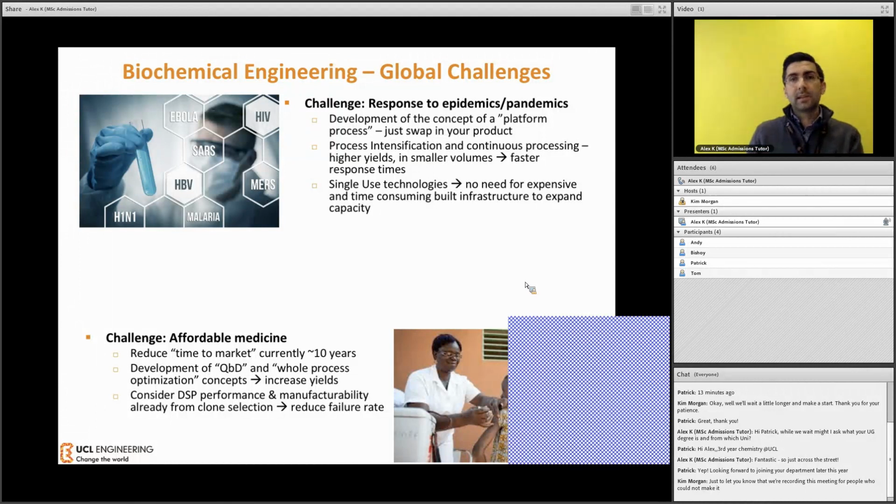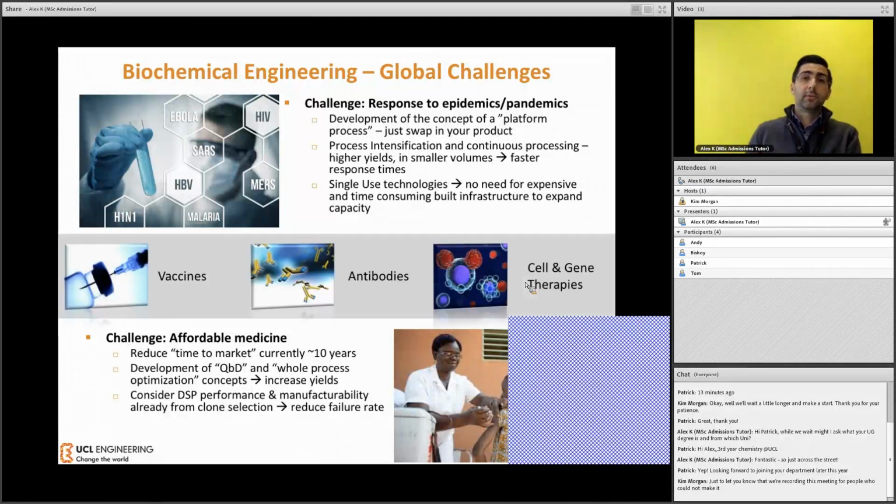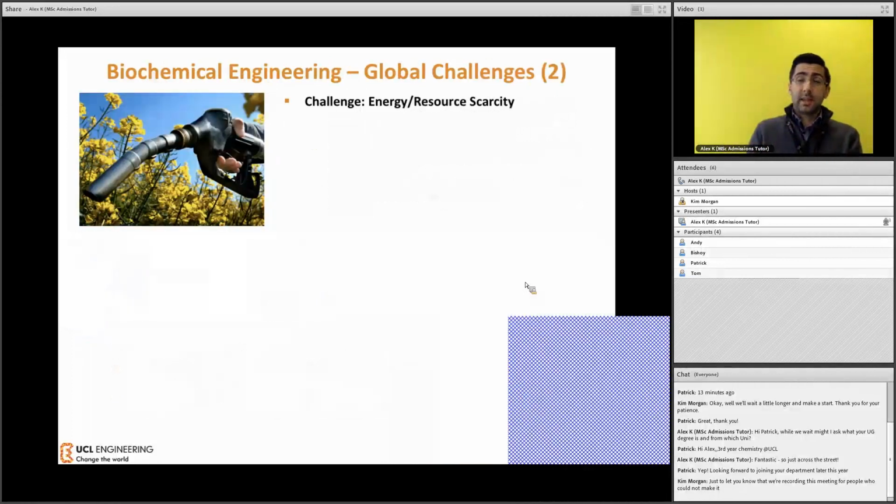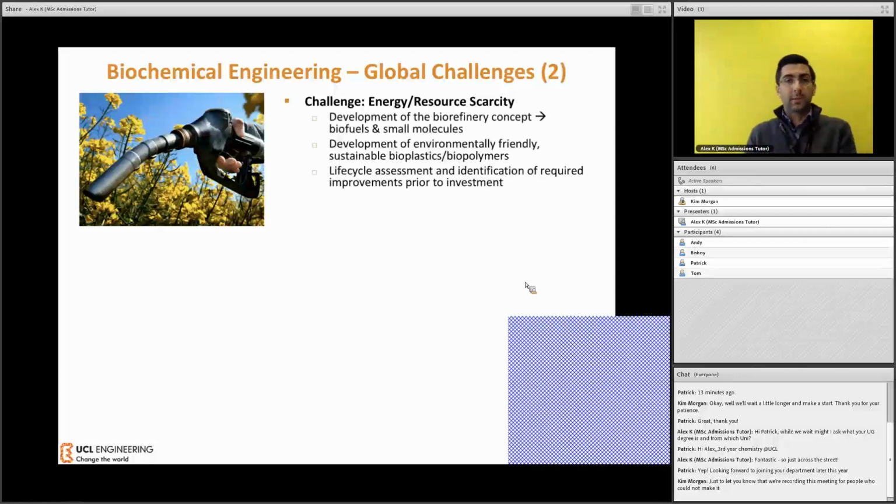Now, on the more environmental side of things, we all are aware of climate change and the need to reduce our dependence on fossil fuels. And some of the things that biochemical engineers have been working on over the past maybe 20, 25 years is development of the biorefinery concept. So how can we make things like biofuels sustainable, but also economically viable? And not only this, but how can we harness biology to sort of break away from our dependence on fossil fuels for things like plastics and polymers.